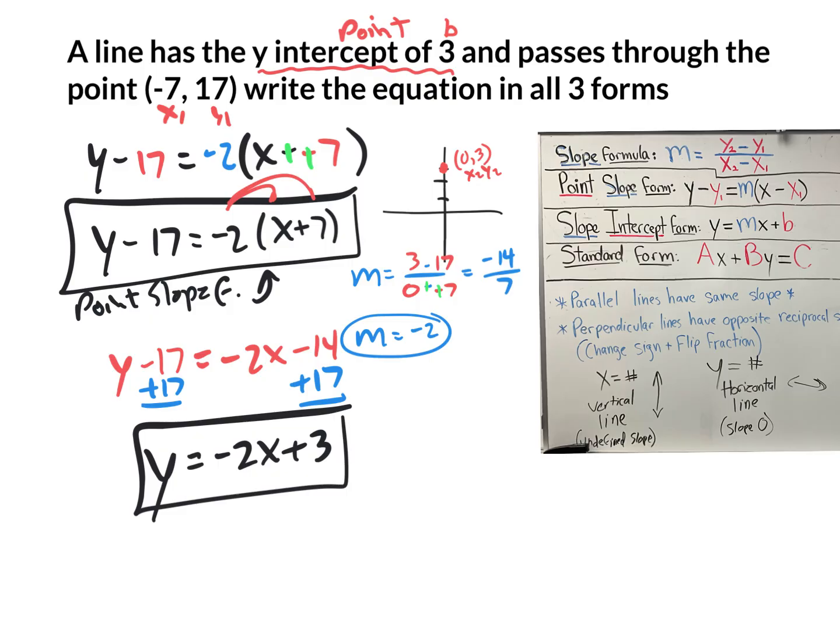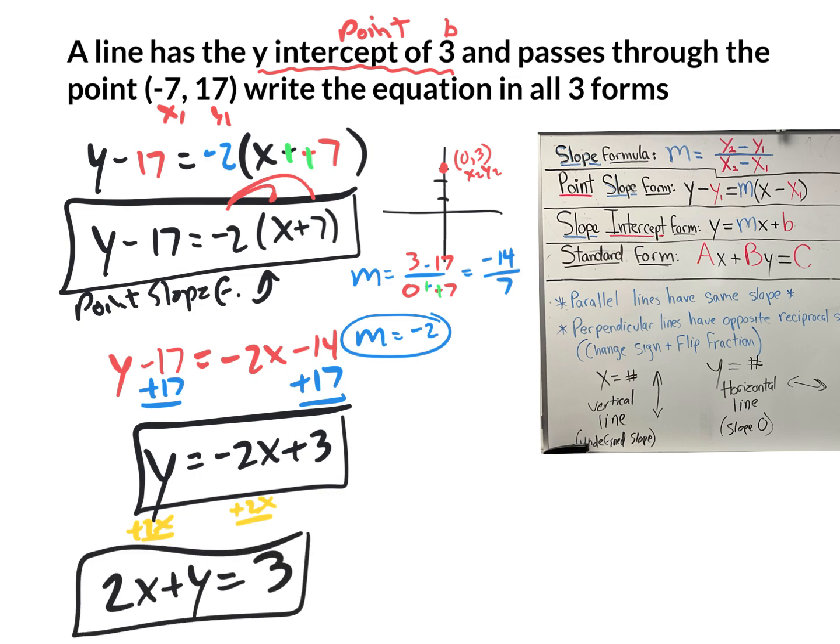Then from there, if you want it in standard form, which is the last one, where you have x's and y's on the left side of the equal sign, all you got to do is get that x to the left side of the equal sign because the y's already over there. So you're simply going to add 2x, and there's your standard form equation, 2x plus y equals 3. So you have your point slope, you have your slope intercept, and you have your standard. All three forms. I hope we're able to do that on our own on the test Thursday.